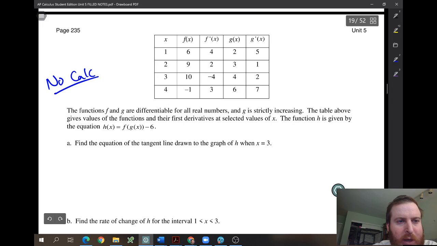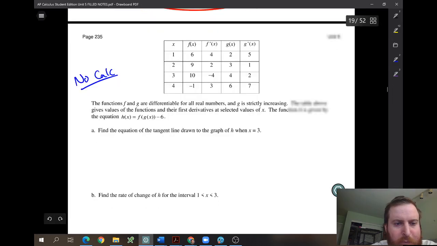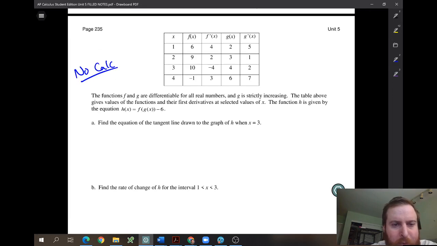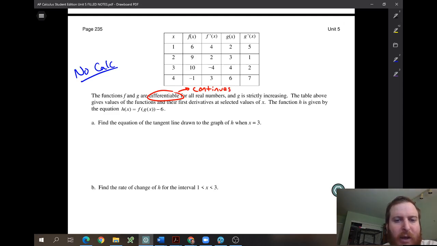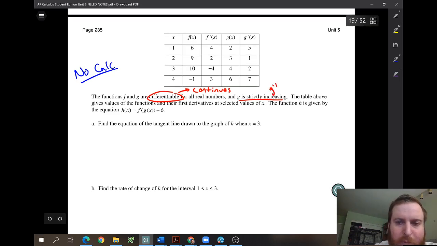Now, this last question is non-calculator, so we're going to get rid of our calculator for this one. And they give us a table, and they tell us that f and g are differentiable. So because they are differentiable, we also know that they're continuous, right? Remember, differentiability implies continuity. So that's going to tell us that IVT is going to apply, MVT is going to apply, and Rolle's is going to apply. They also tell us that g is strictly increasing. Let's kind of remember that. That might help us out somewhere. So we know g is strictly increasing. What does that tell us? That means that g prime of x will always be greater than 0.